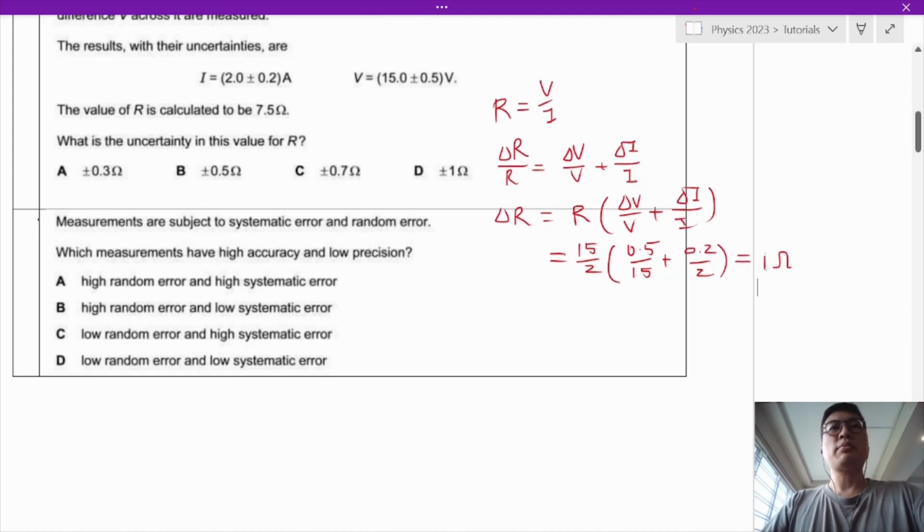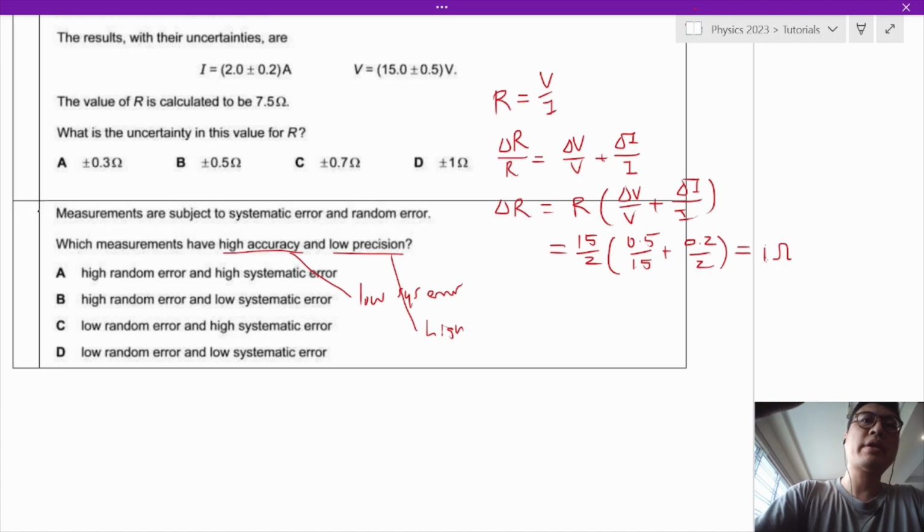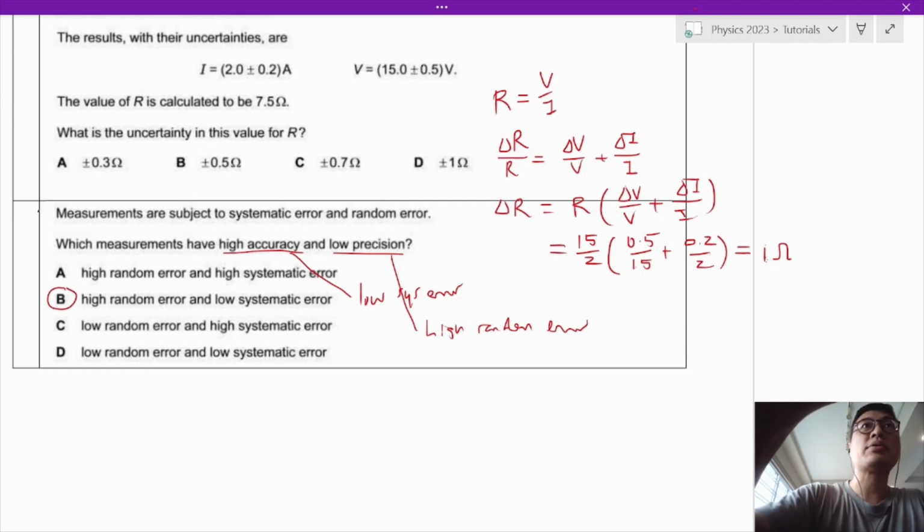Measurements are subject to systematic error and random error. Which measurements have high accuracy? High accuracy means low systematic error, and low precision means high random error. So the answer will be high random error and low systematic error.